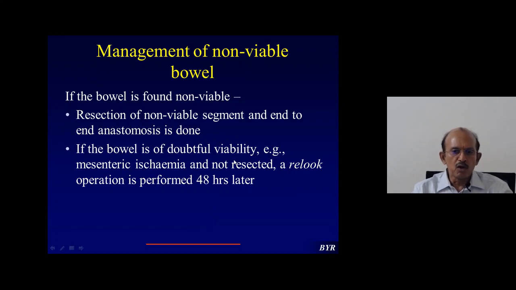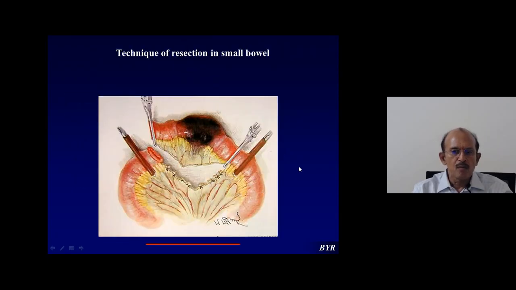If the bowel is of doubtful viability, and if you have not resected it, a relook operation should be done 48 hours later. This is resection followed by end-to-end anastomosis.